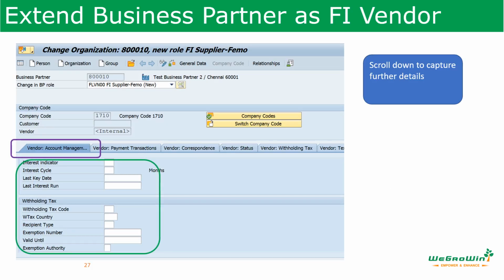In the same tab, vendor account management, scroll down to maintain further details like the interest calculation indicator. If this account is suitable for automatic interest, then the interest calculation indicator has to be selected. Then the interest cycle. This field allows an accounting user to select a period that specifies when the interest calculation is run for the vendor. The period may be monthly, quarterly or yearly. Further details like withholding tax have to be filled with support from the accounting users.